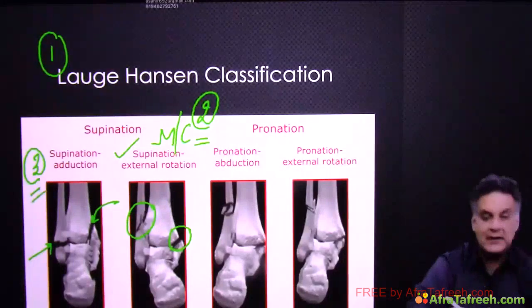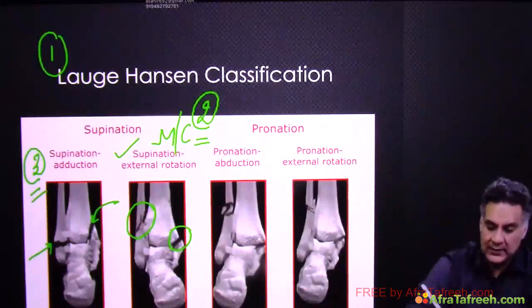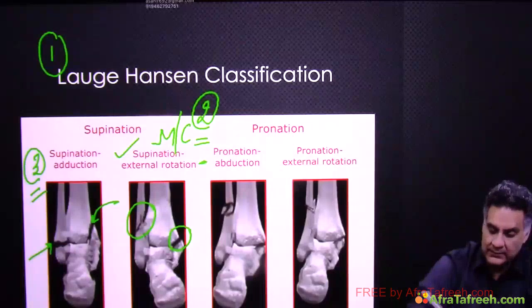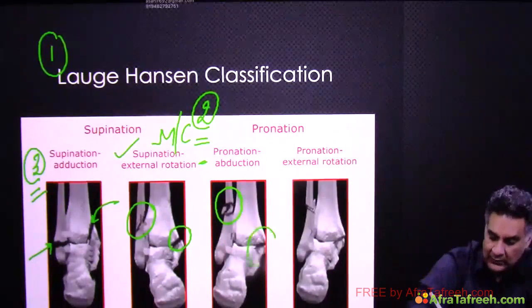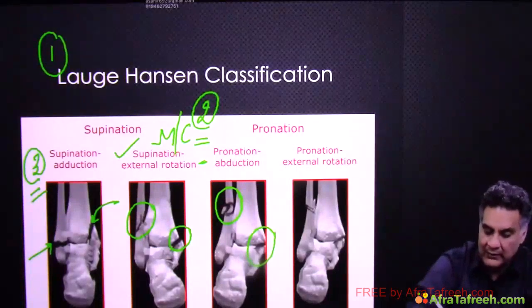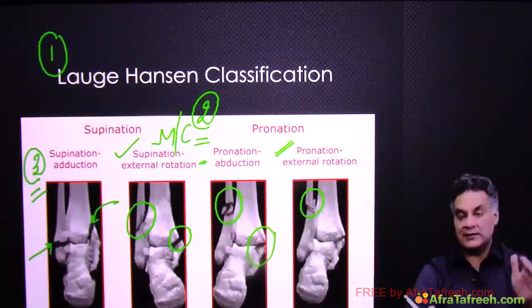In adduction injuries, there is a vertical fracture of medial malleolus. Then comes pronation abduction. There is a comminuted lateral malleolus fracture with horizontal medial malleolus fracture. And then you have pronation external rotation, where you again have oblique fracture of the lateral malleolus.